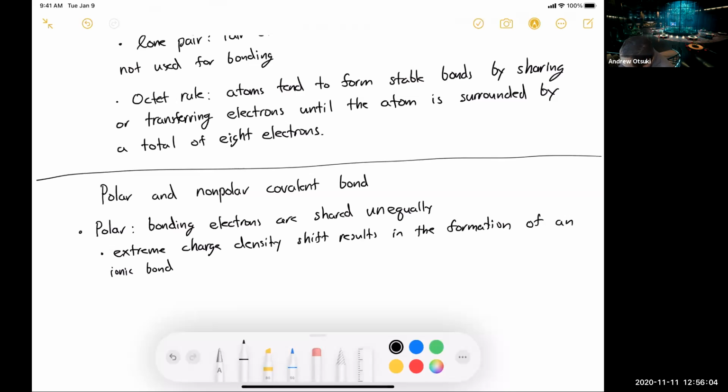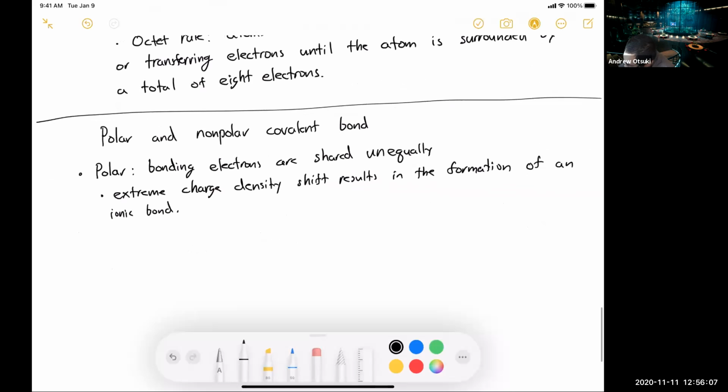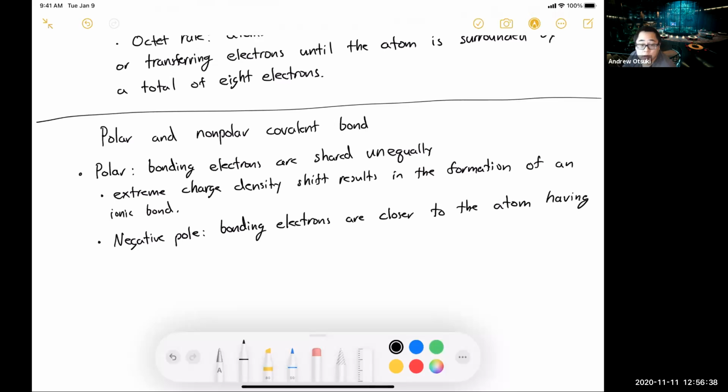So that's an ionic bond. It has a negative pole. Bonding electrons are closer to the atom having higher electronegativity.